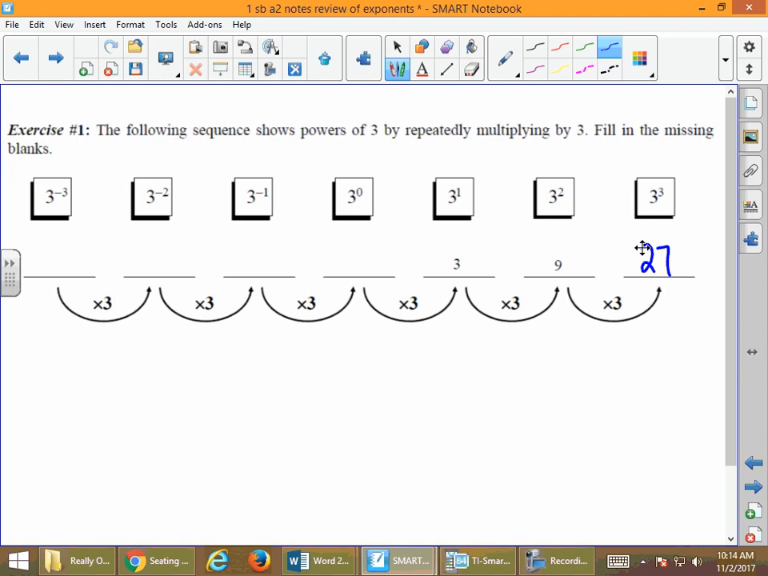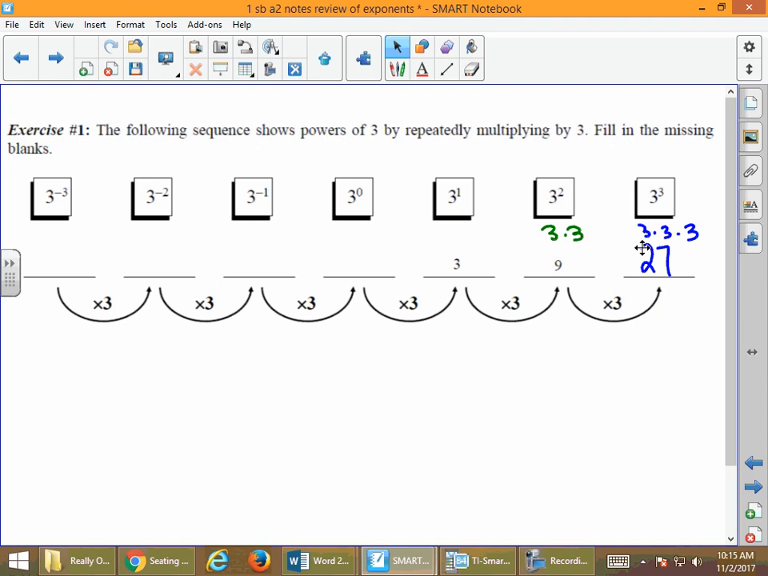Just to digress for a minute, 3 to the first means 3 times itself one time. 3 to the second, or 3 squared, means 3 times itself twice, 3 times 3. 3 cubed means 3 times 3 times 3, which is what we have here in our chart. 3 times 3 gives us 9, times 3 gives us 27.